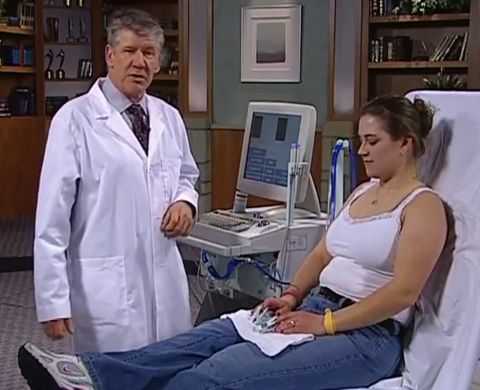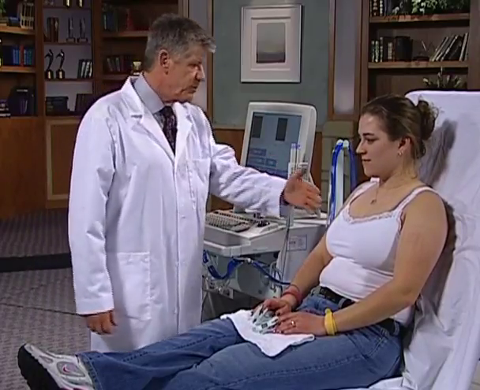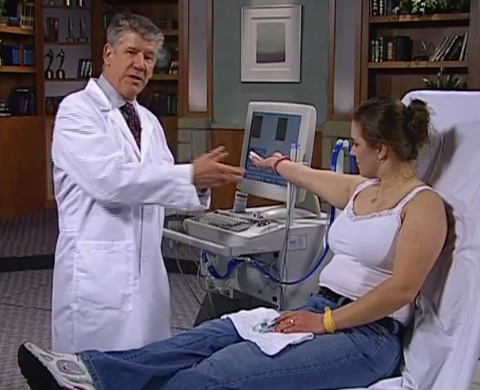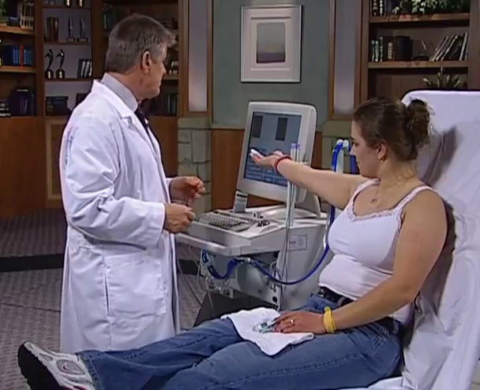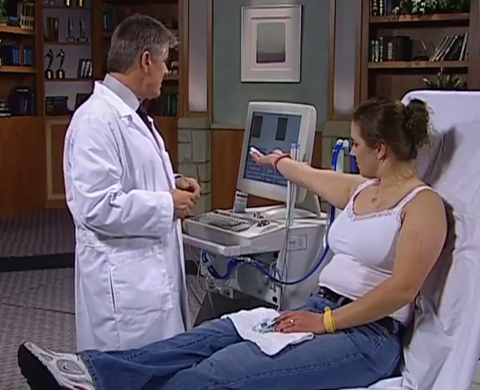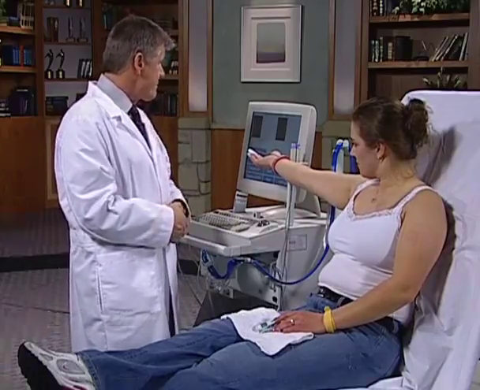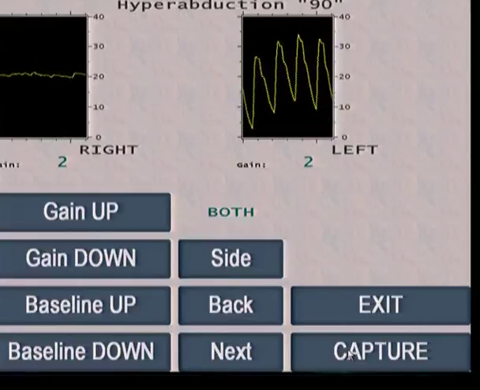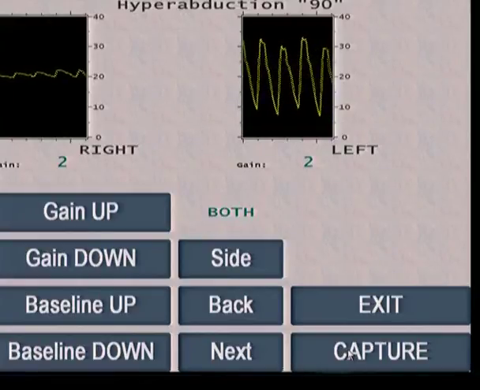This is hyperabduction, 90 degrees. So I'll have you move your arm straight out towards me. Again, we don't want to support the patient's arm. We want to let the patient put themselves in these positions themselves. Okay, we can see a decrease in the PPG tracing here.